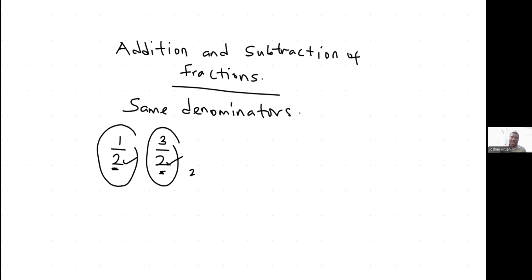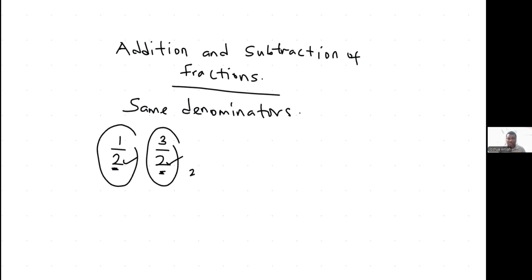So how do you add or subtract these fractions? It's simple. What you do is maintain one of the denominators, so keep one of the denominators, and then add or subtract the numerators, depending on what you are asked to do.